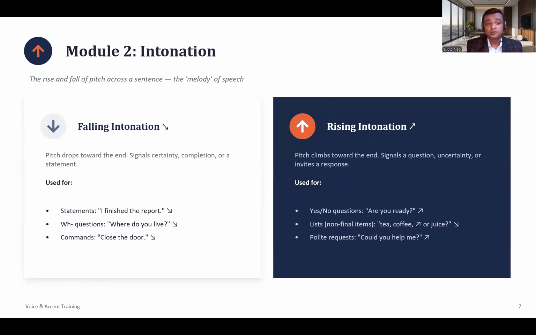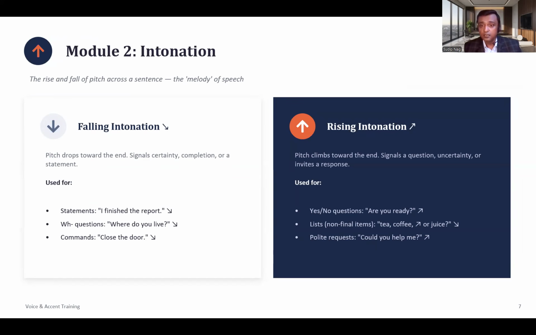Now, what is intonation? Intonation is a rise or fall of the pitch of the sound. It's like a song, it's like a melody. Statement, down, falling: I finished the report. Where do you live? Close the door.